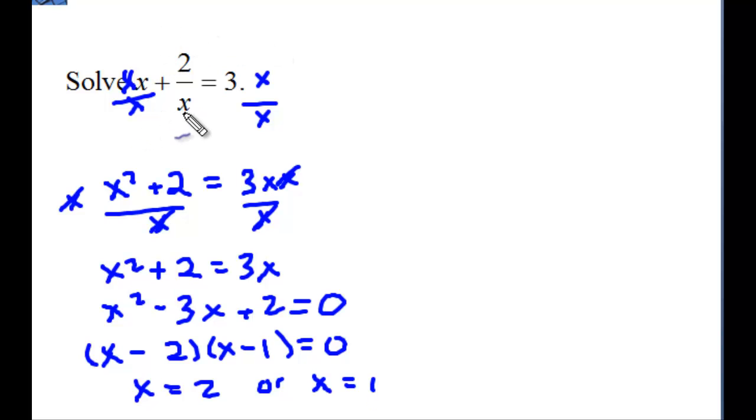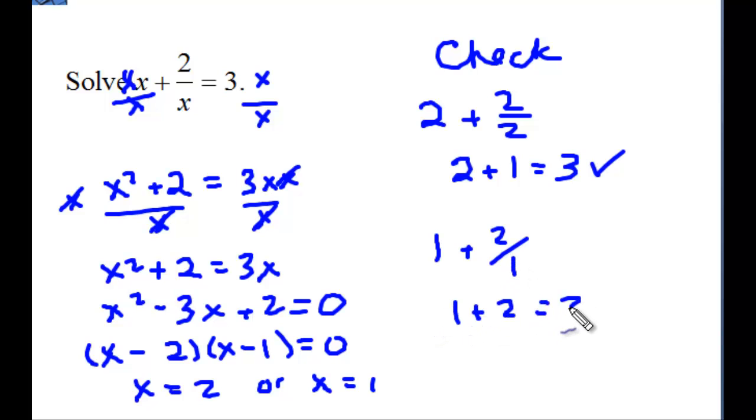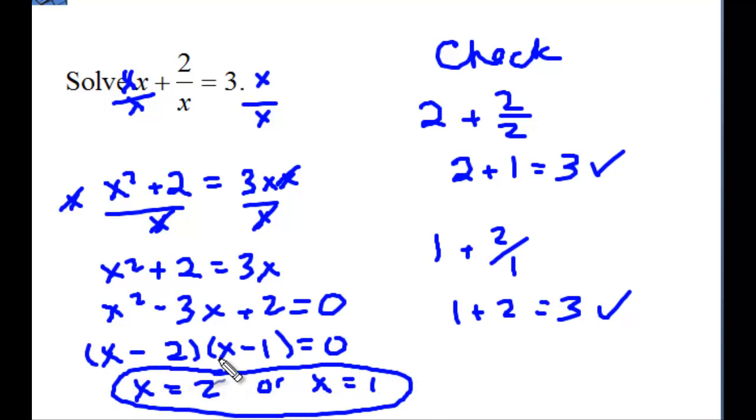And going back to the original equation and making sure that we're not dividing by 0, we're okay. And let's check this. We'll check the first one. We'll check 2. 2 plus 2 over 2 is 2 plus 1 is equal to 3. So that one works. And 1 plus 2 over 1, 1 plus 2 is 3. Both of these work and don't end up with division by 0.